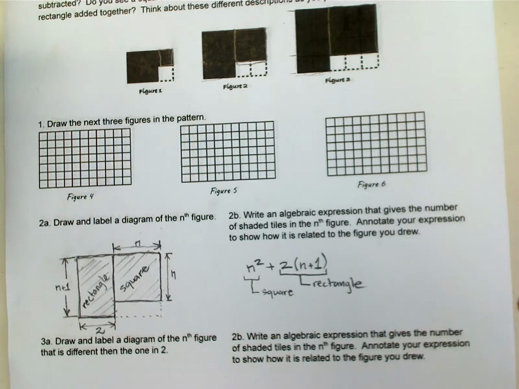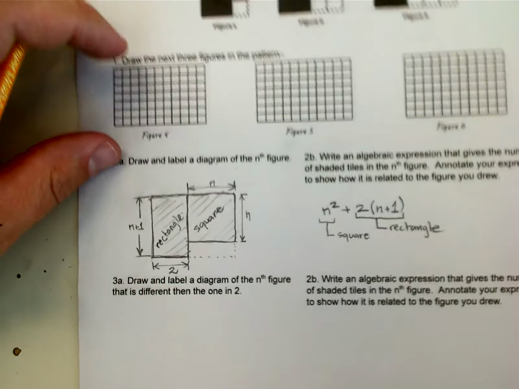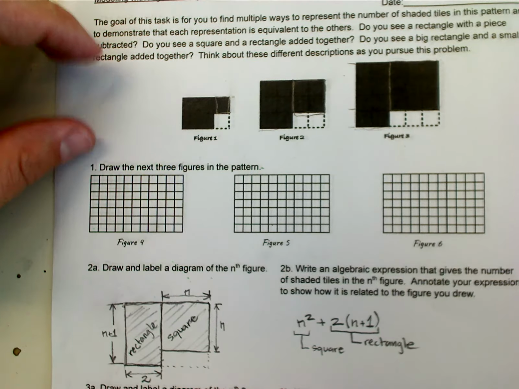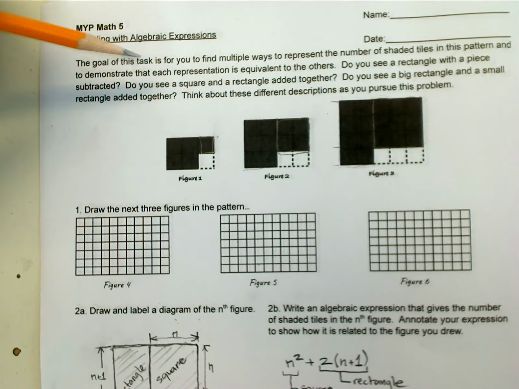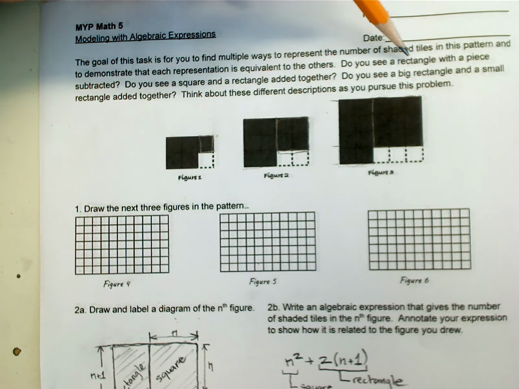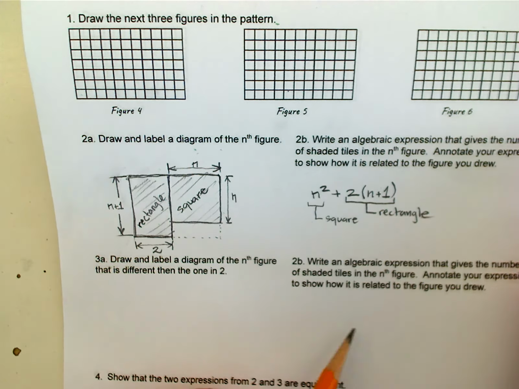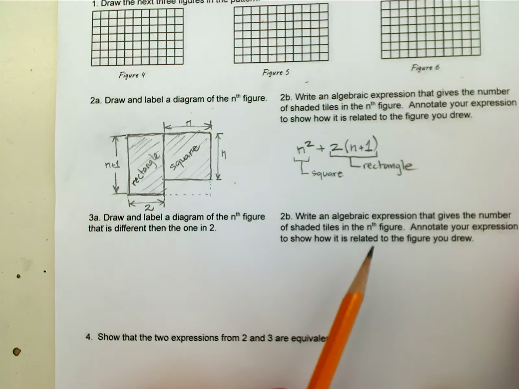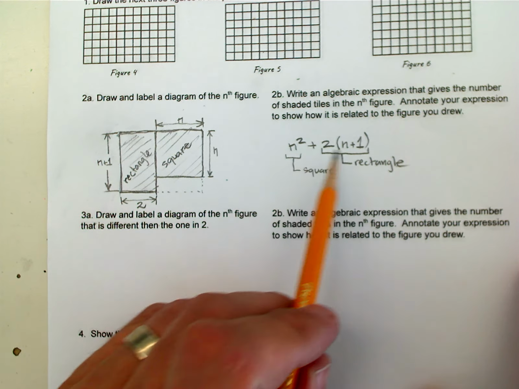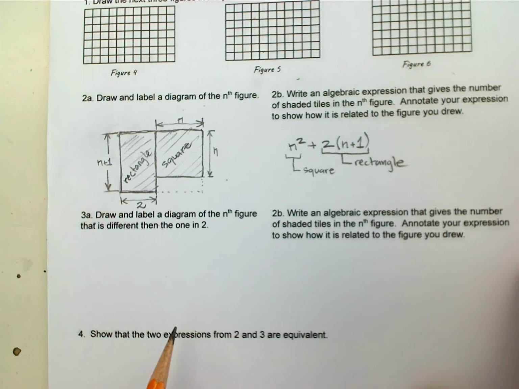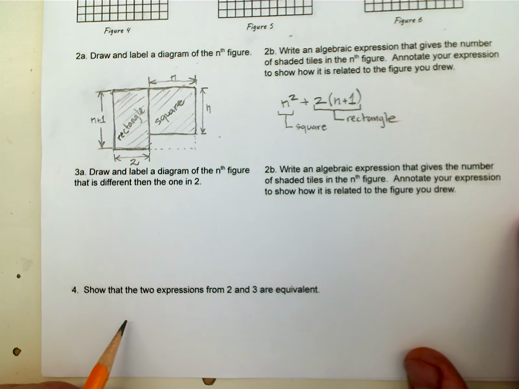And that's my expression. So I'm not going to complete this problem, but I want you to think about these other ways of representing this shaded region: the rectangle with a piece subtracted, and the big rectangle and the small rectangle added together. You could pick any one of those, draw a similar diagram, and write an algebraic expression here. You'll get something that looks different than this because your diagram's different. And then you can demonstrate that these two expressions are equivalent right in this space below.